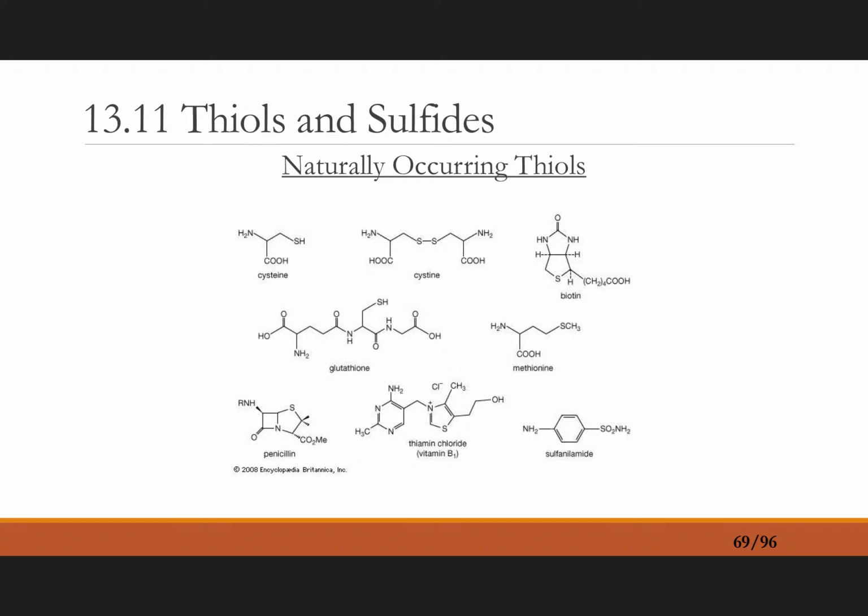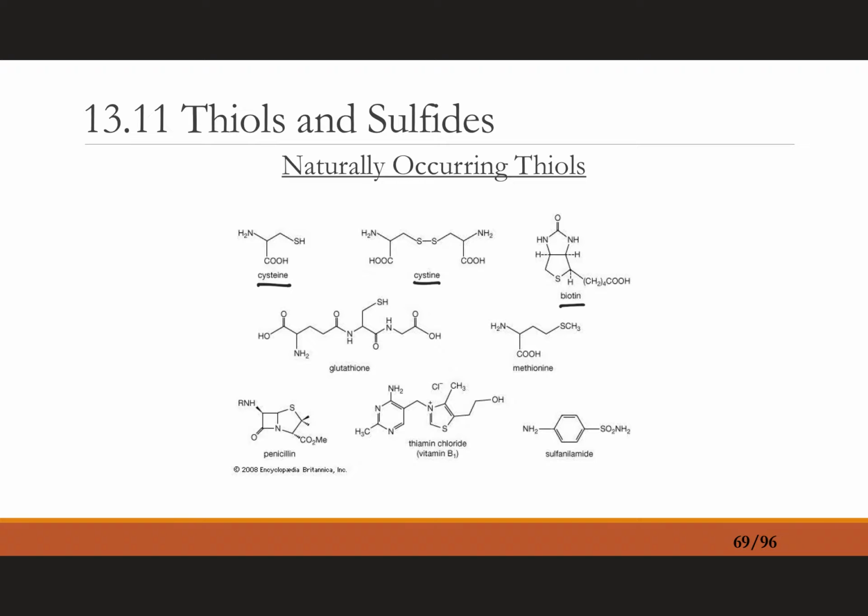Some naturally occurring thiols here. We have cysteine, which is one of the 21 known amino acids that make up proteins. Cystine is just a dimerized form of cysteine. You'll learn more about this today in this lecture, but also more specifically in biochemistry or in a biology class where you're learning about proteins specifically.